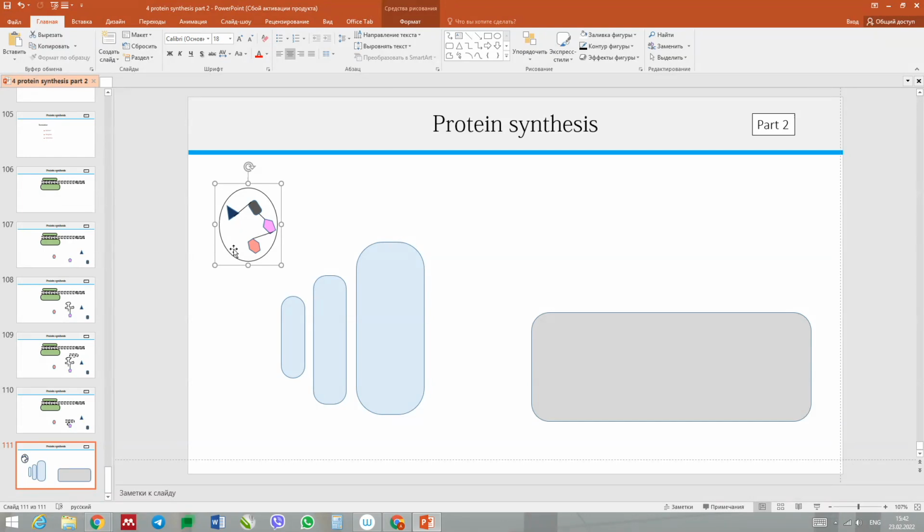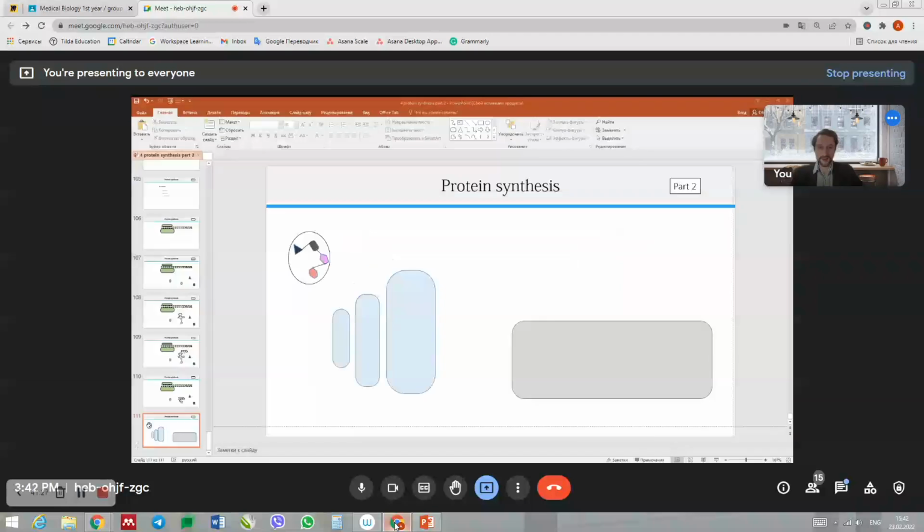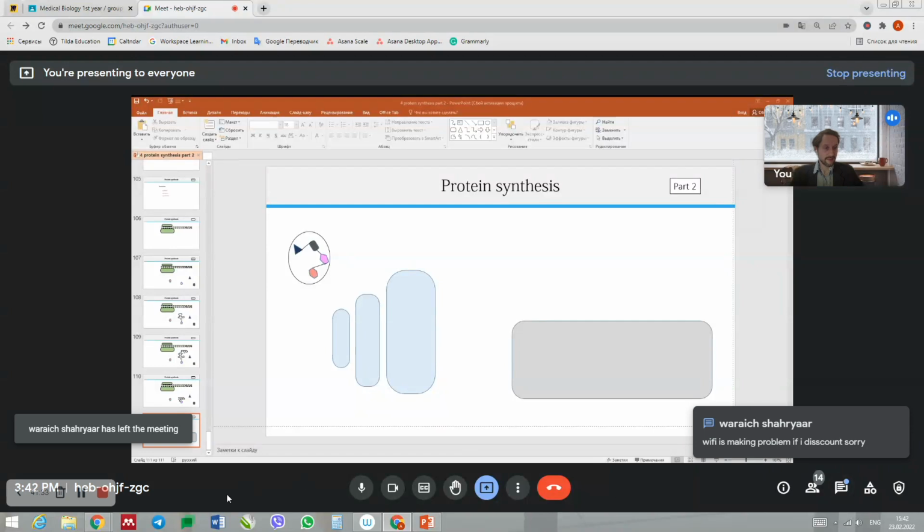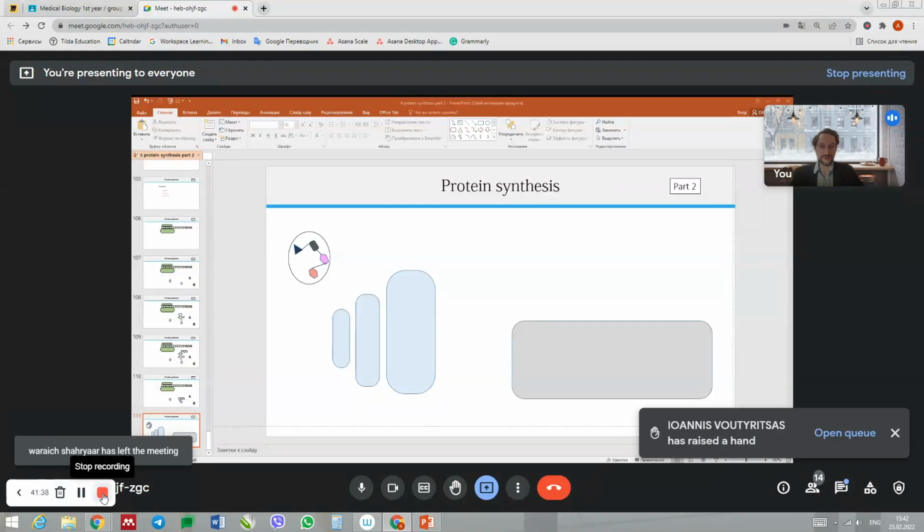And this is the end of our story about protein synthesis for today. I hope that this lecture helps you to organize your knowledge about protein synthesis from separate pieces of information into one systematic picture. Thank you for being with me during this lecture, and we will meet in our new lecture.